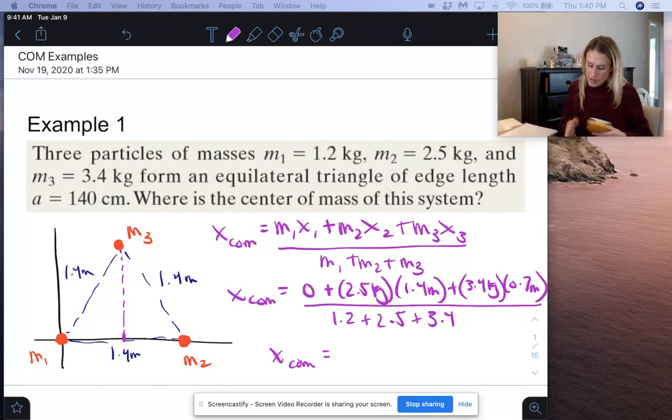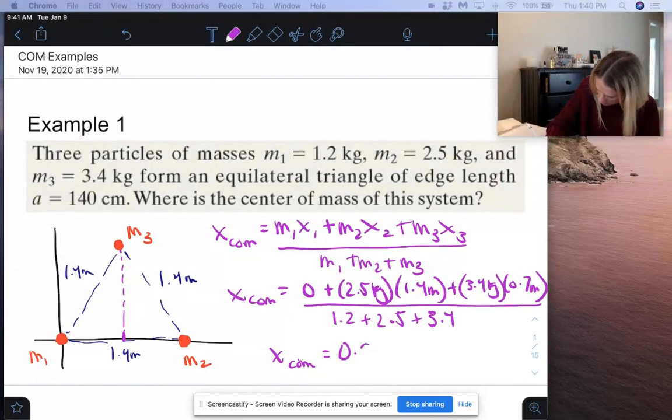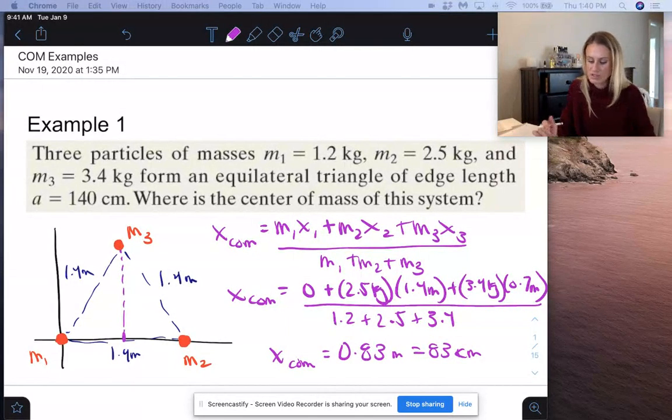So for our x coordinate of the center of mass, 2.5 times 1.4 plus 3.4 times 0.7. We'll divide that all by the quantity 1.2 plus 2.5 plus 3.4. And we end up getting 0.83 meters or 83 centimeters for the x coordinate.